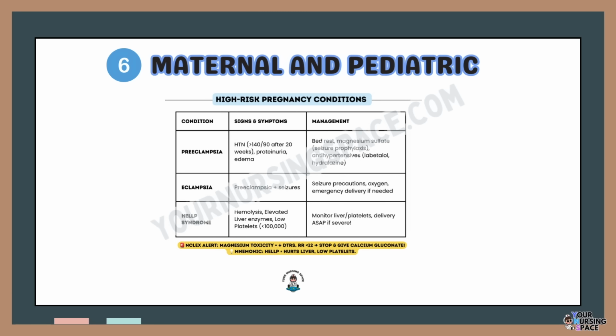Eclampsia is preeclampsia plus seizures. This is an emergency, and we need to protect the airway and continue magnesium sulfate administration. HELLP syndrome stands for hemolysis, elevated liver enzymes, and low platelets. These patients are at risk for bleeding and DIC.